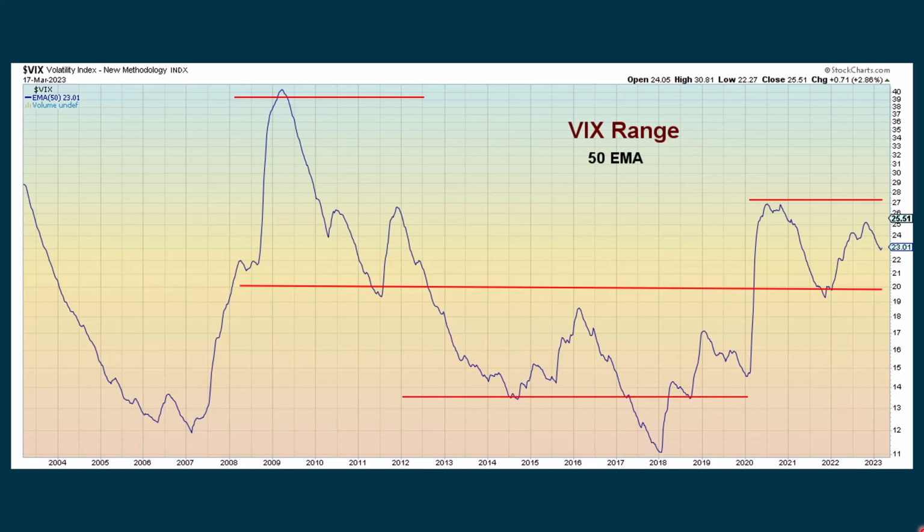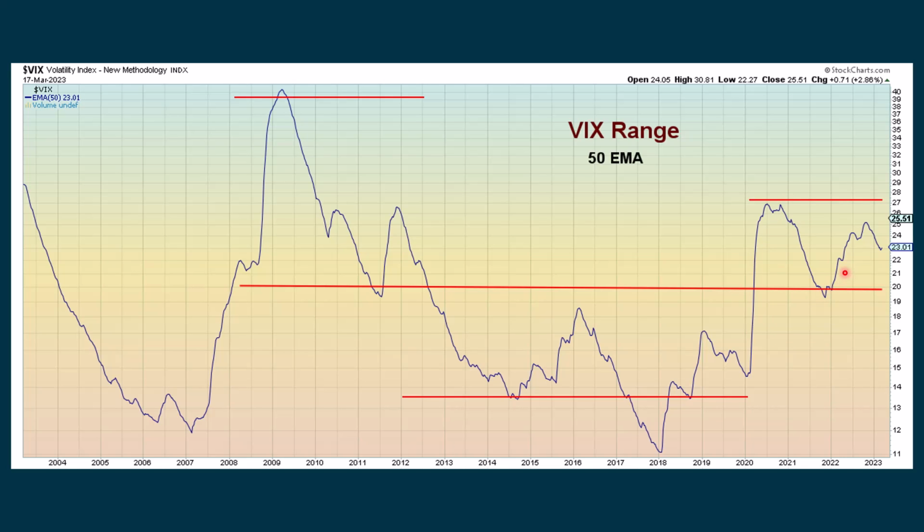This first chart attempts to define a range for the VIX. From about 2008 through 2012 or 2013, we had a range of about 40 to 20 on the VIX. From about 2012 to 2013, up until the COVID plunge, we had a range of about 20 all the way down to 13 and sometimes even below that. Currently, we're in a range between about 27 or 28 on the upside and about 20 on the downside.